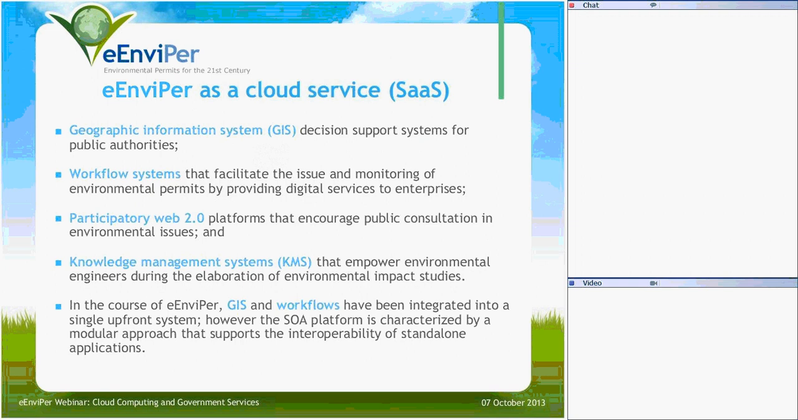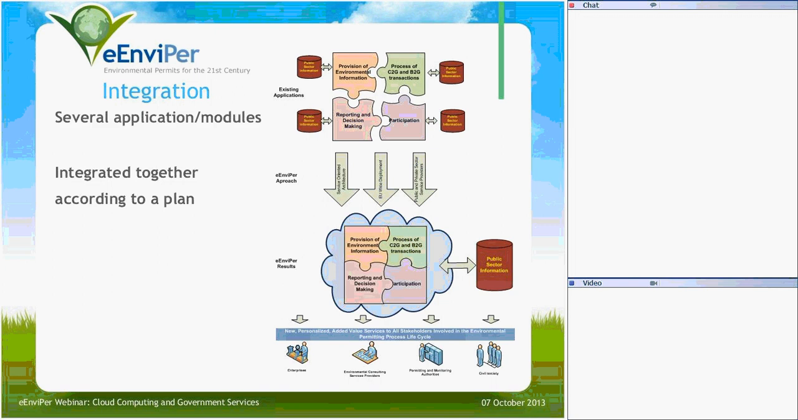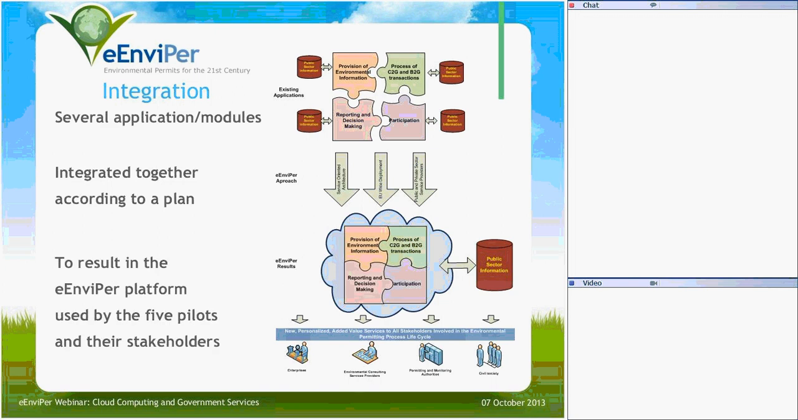We have used geographical information systems, workflow systems, and management systems in our own practice up to now. But to implement these technologies and applications, governmental agencies need much infrastructure and hardware and software resources. But in eEnviPer Cloud, you are able to use all these technologies, all these modules, as a cloud service: geographical information systems, complex workflow systems, participatory systems, knowledge management approach, and all of them are integrated. We combine these modules together and provide them in the cloud environment.